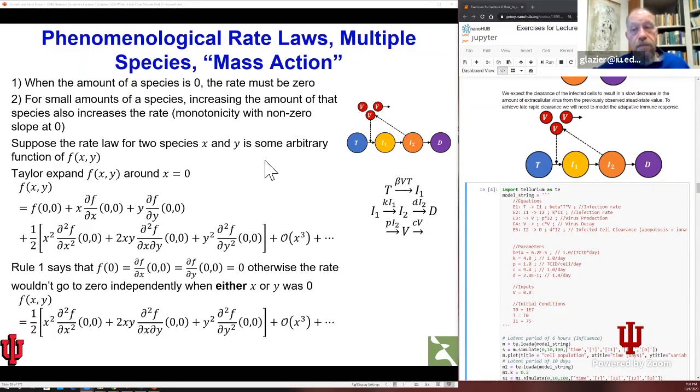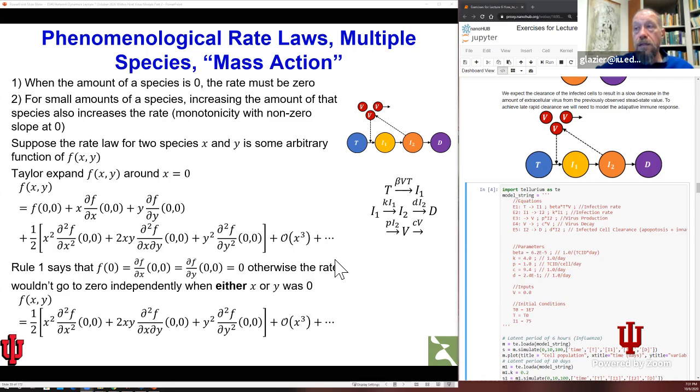Suppose that we have a rate law that depends on 2 species, in this case, V and T. What's the functional form? The functional form is done exactly the way we did it before. We Taylor expand around 0, 0 in this case. And then we get a bunch of partial derivatives. So we get f of 0, 0, plus x times df dx, evaluated at 0, plus y times df dy, evaluated at 0, plus 1/2 of all the second derivatives plus the order third.